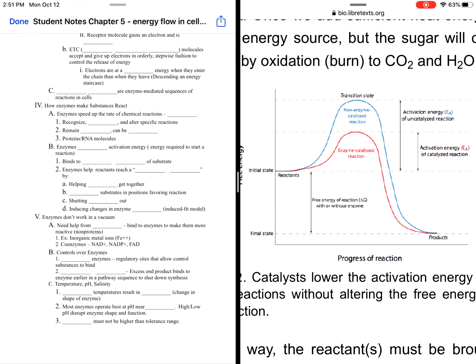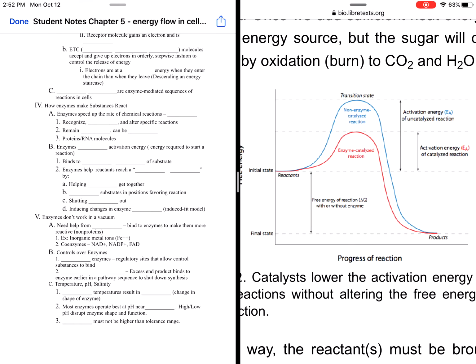Okay, this is part 2 for our beginning of chapter 5 lecture notes on energy flow in the cell. And in this video, I will be discussing, starting with point 4, how enzymes make substances react. And I've got my handy dandy little chart over here to help us.